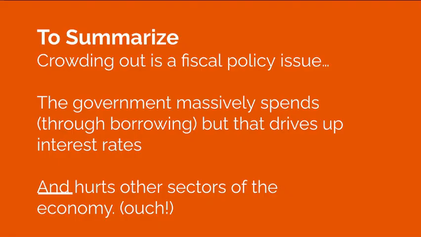So, to summarize, crowding out is a fiscal policy issue because if the government has to massively spend through borrowing, that could drive up the interest rate. And then increased interest rate is going to hurt other sectors of the economy.